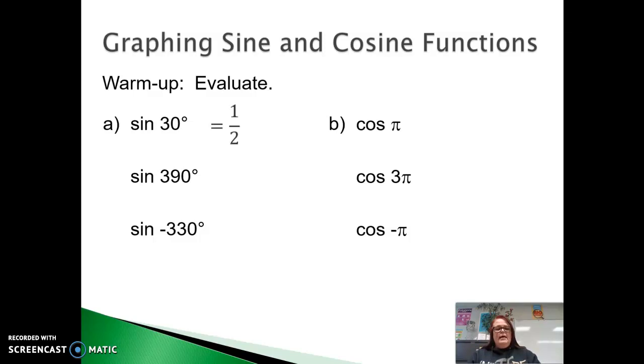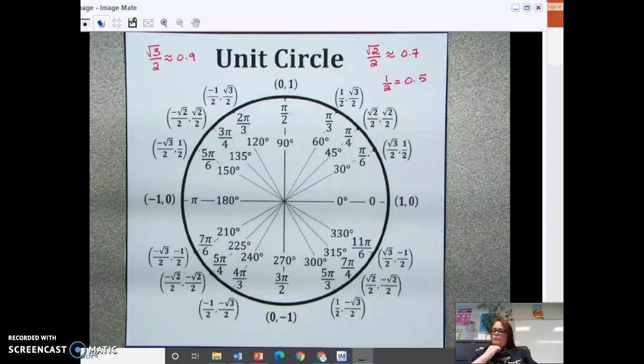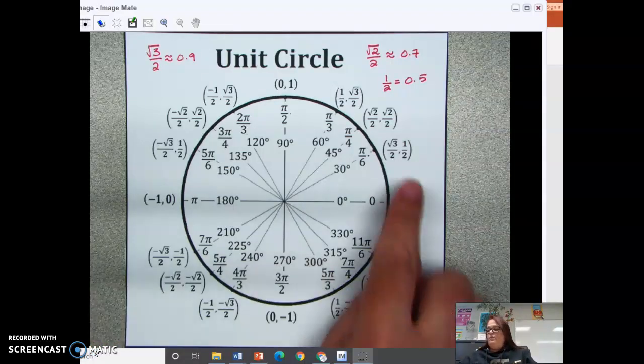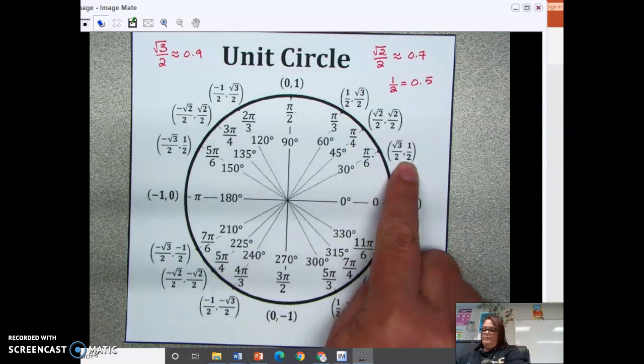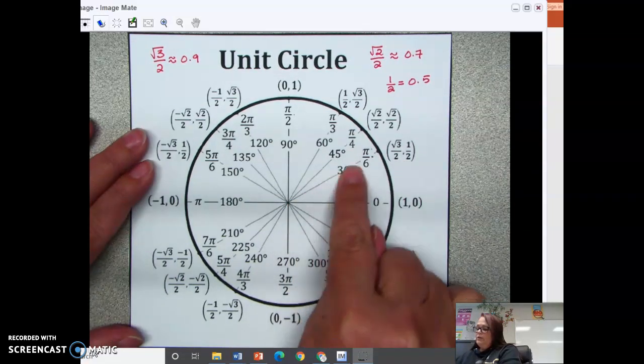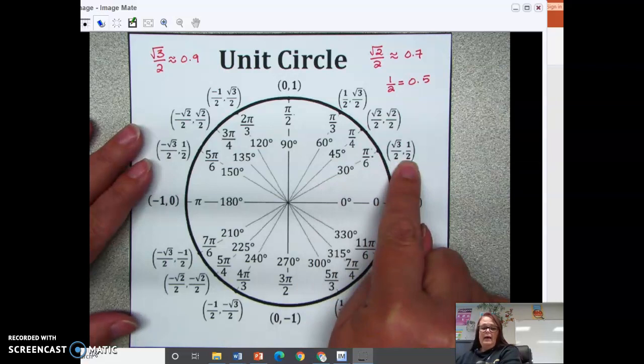So you should notice that you got the sine of 30 to be 1/2, and 390 is 1/2, and negative 330 is also 1/2. So if you look on the unit circle, we said that sine is represented by the y coordinate on the unit circle. So 30 degrees gives us a y value of 1/2.